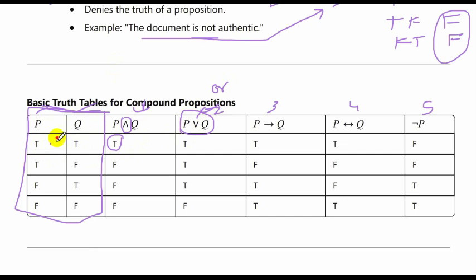So if both are true, the result will be true. If any one of them is true, say P is true but Q is false, it doesn't matter, because P is true, so the answer is true. Similarly, if Q is true, the answer will also be true. But if none of them are true, the answer will be false. Now let's move to P implies Q.